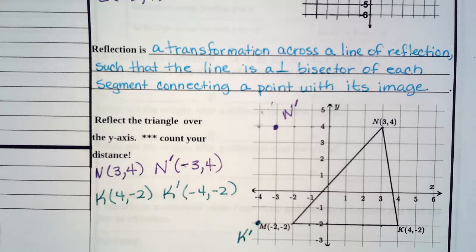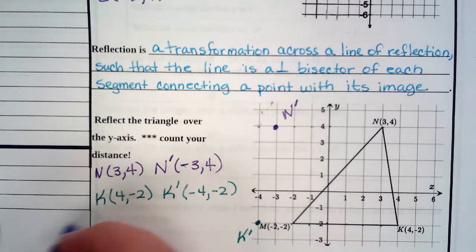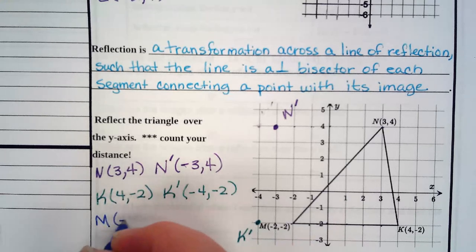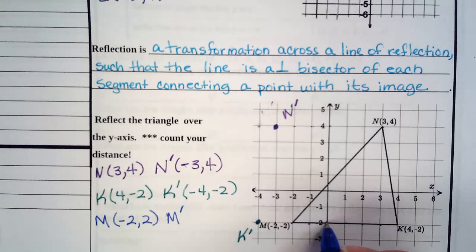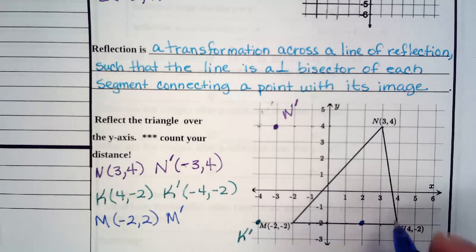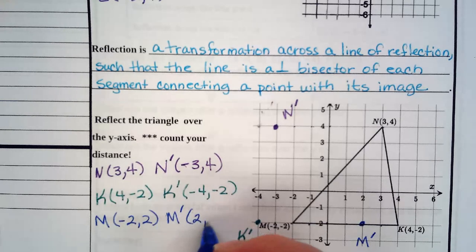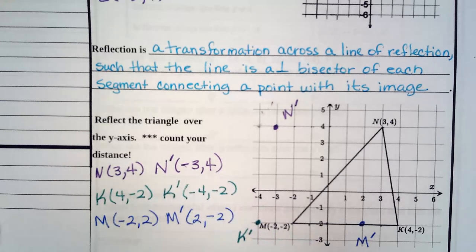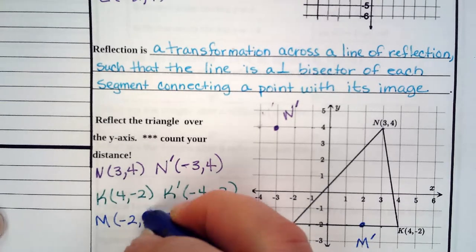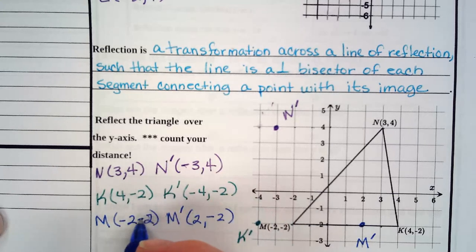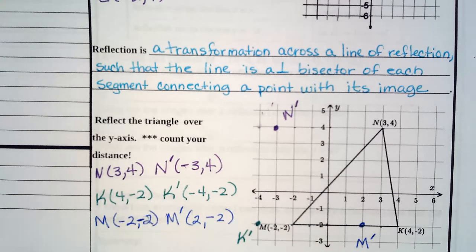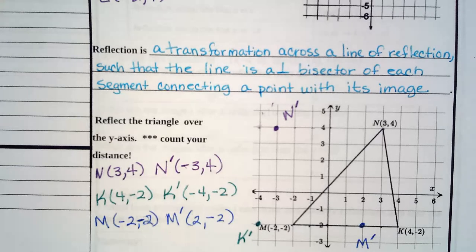And finally, for M. M is a point -2, 2. M prime. Okay, I'm 2 units away, so I go 1, 2 units here. M prime is 2, 2. Last thing we do is to connect the dots.